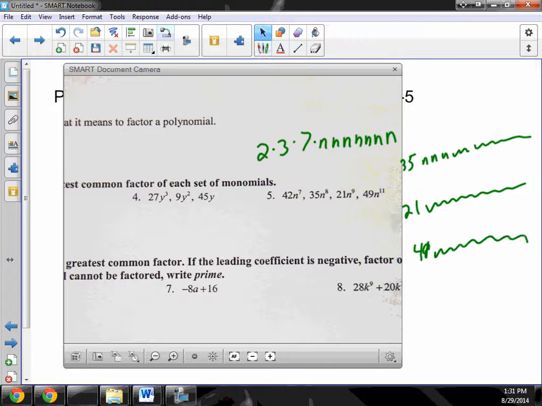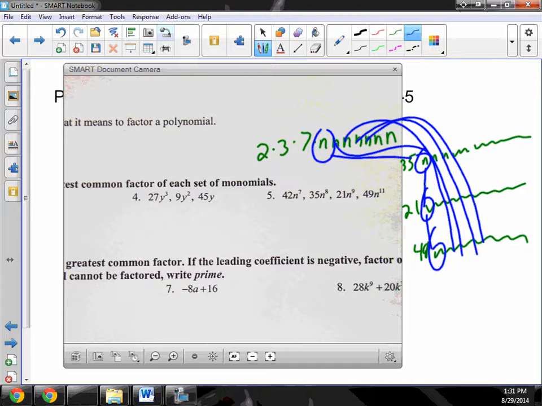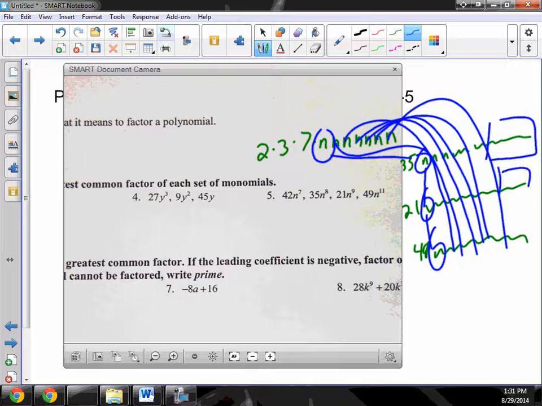Now we start matching them. Match this one, and this one, and that one, and that one. Match those, match those, match those, match those. And all of those have matches, and these all have leftovers. So you look for the biggest number that they all have. So there's a 7, an 8, a 9, and an 11. So what is the biggest number that they share? 7. So this would be 7n to the 7th.